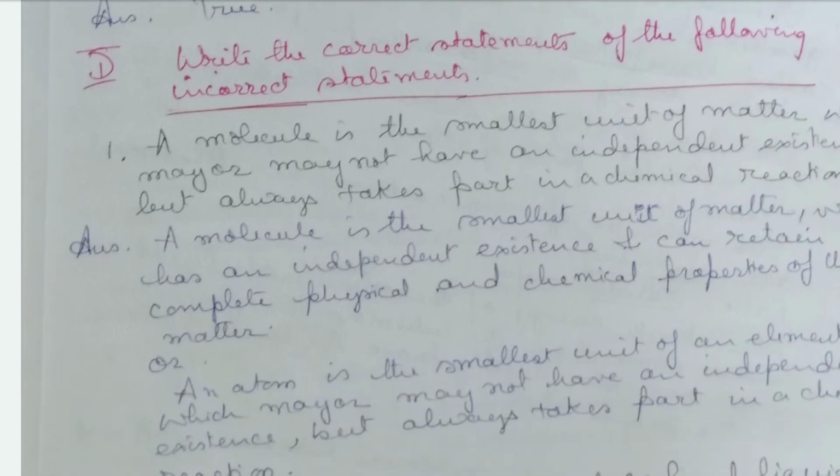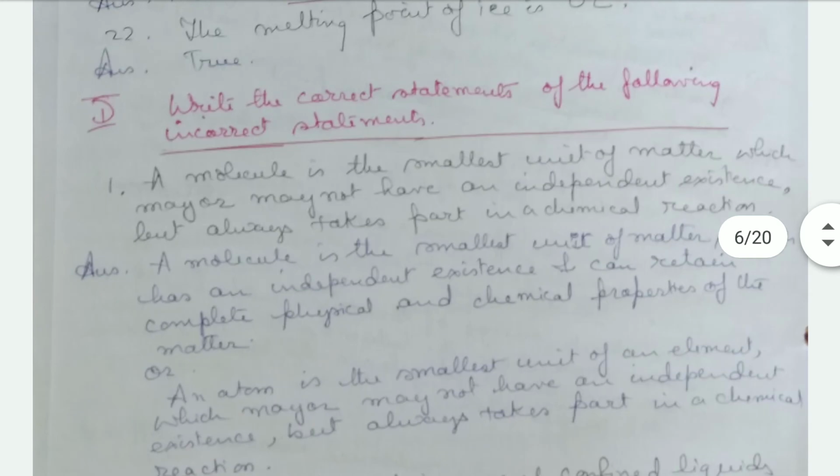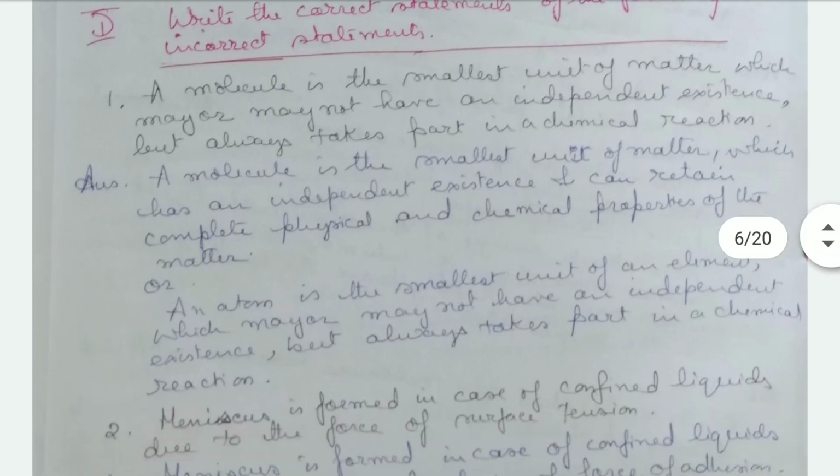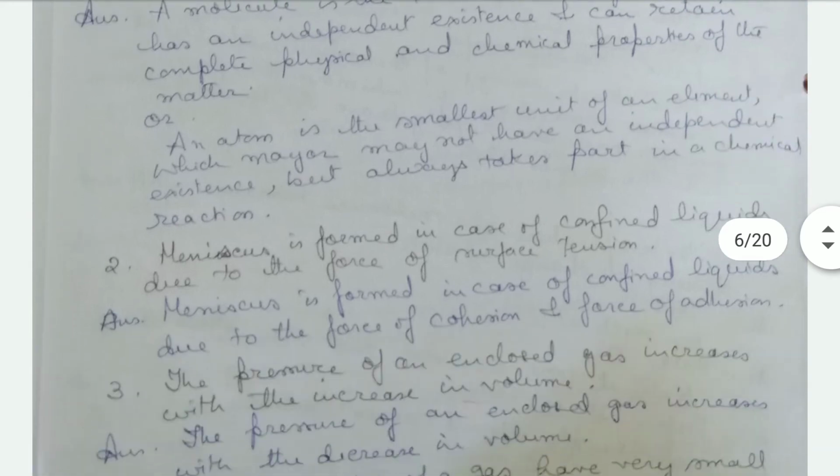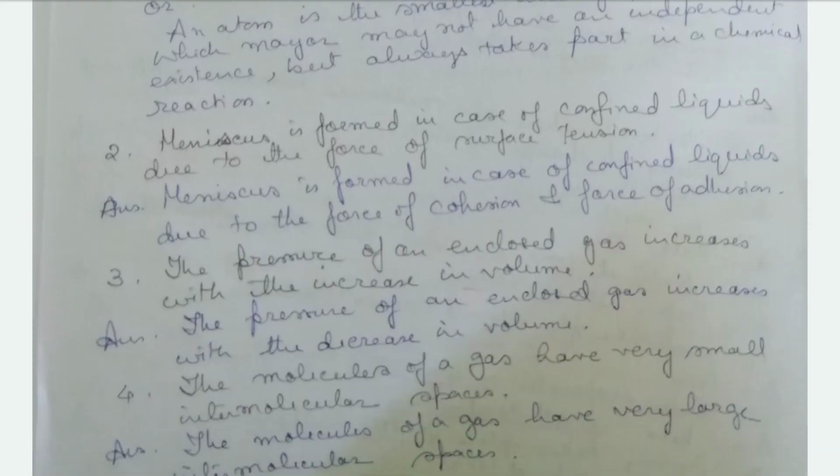A molecule is the smallest unit of matter which may or may not have an independent existence but always takes part in a chemical reaction. Correct: A molecule is the smallest unit of matter which has an independent existence and can retain complete physical and chemical properties of matter. Or you can say an atom is the smallest unit of element which may or may not have an independent existence but always takes part in a chemical reaction. Next, meniscus is formed in case of confined liquids due to the force of surface tension. Correct: Meniscus is formed in case of confined liquids due to the force of cohesion and force of adhesion.